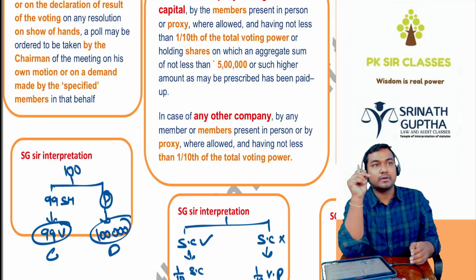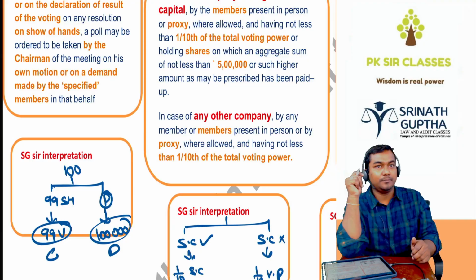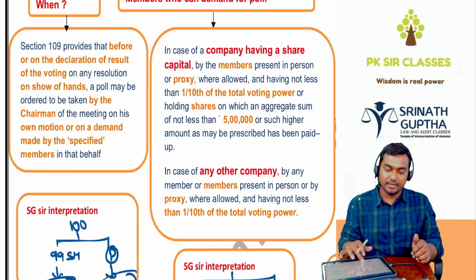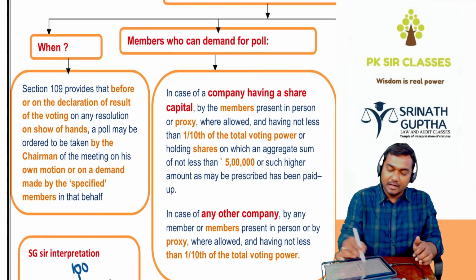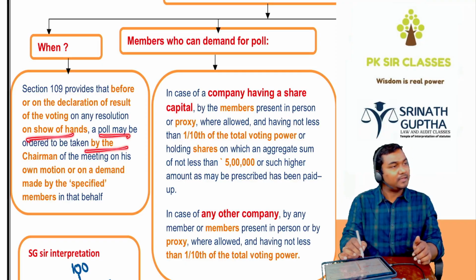So what is the moral of the story? A member can demand a poll before the result of the show of hands is declared. If a member demands a poll, then the chairman has to conduct the poll. The law provides that before declaration of the result on a resolution by show of hands, a member can demand a poll.